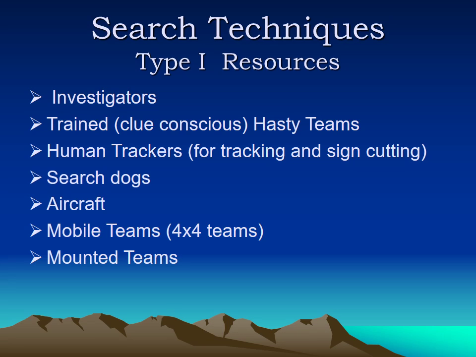Type 1 resources may include investigators, trained clue-conscious searchers, trained trackers, search dogs, aircraft, mobile teams, which are 4x4s, ATVs, snowmobiles, or mounted teams.